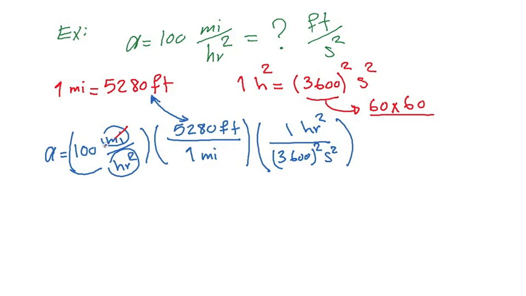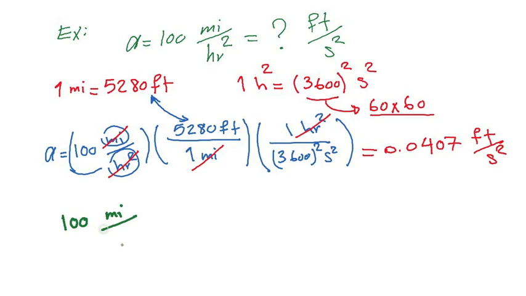So this mile cancels this one, and this hour squared cancels this hour squared, and the result is 0.0407 feet per second squared. So 100 mile per hour squared is equal to 0.04 feet per second squared.